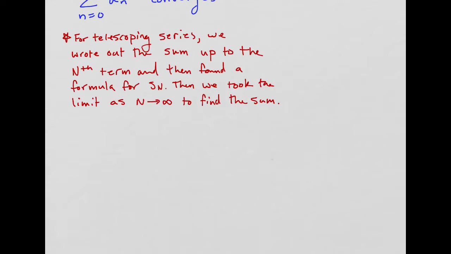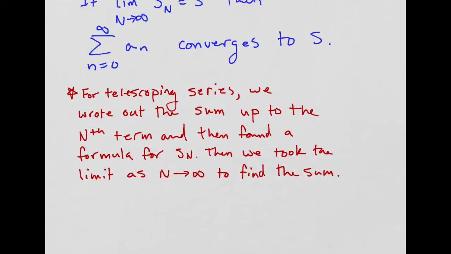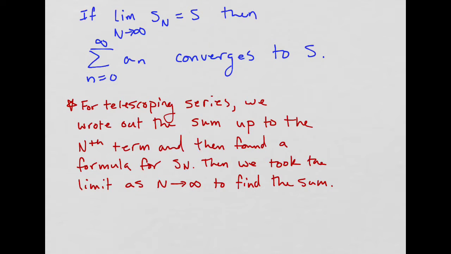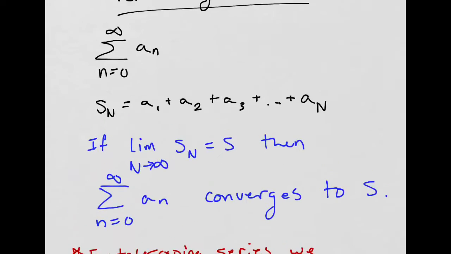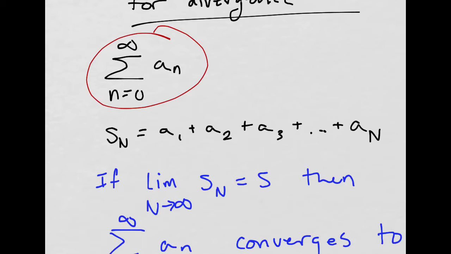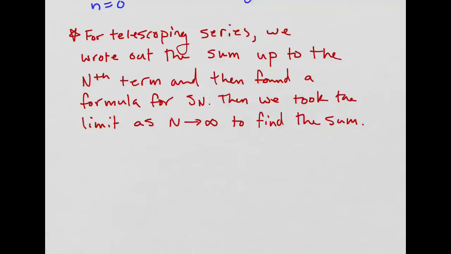But what I want to talk about is what's called the nth term test for divergence. That's really important. It's pretty much the first thing that you should try when you're trying to figure out whether a series converges or diverges. You should do the nth term test for divergence. Because remember, this means we're taking each one of these terms and we're adding it together. That's it. That's what it means.